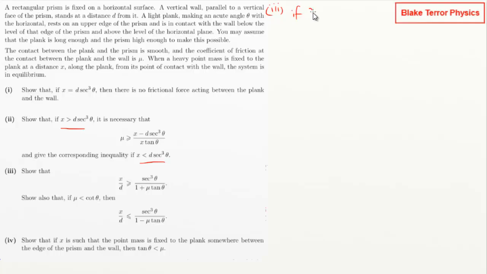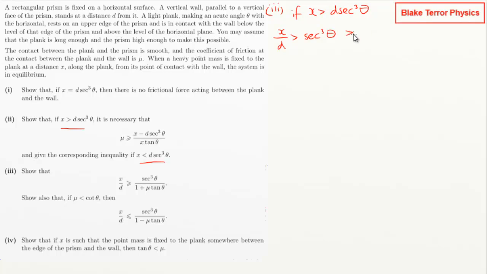So if x is greater than d sec cubed theta, then I've got x over d is greater than sec cubed theta. I need to get a 1 plus mu tan theta in there. But that's just obviously true, though. That's a pretty generous case here. As in, well, if mu is 0, then we're just getting the equality. But otherwise, that denominator is just going upwards, isn't it?